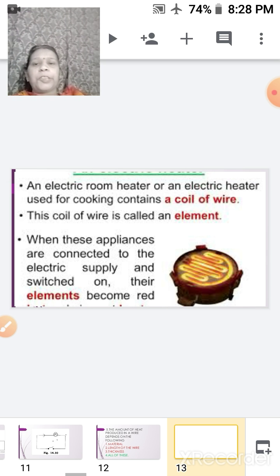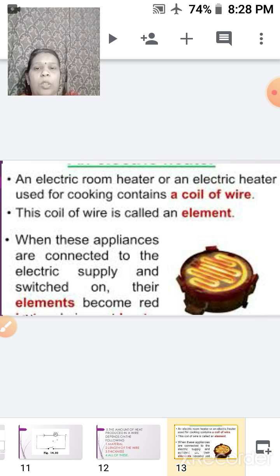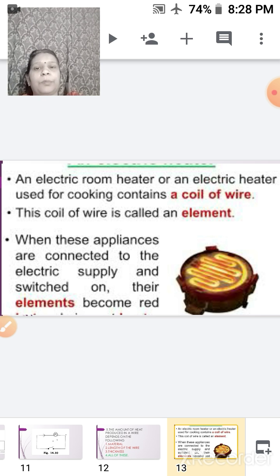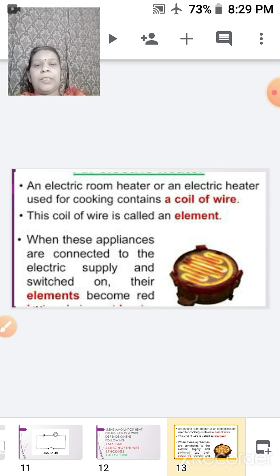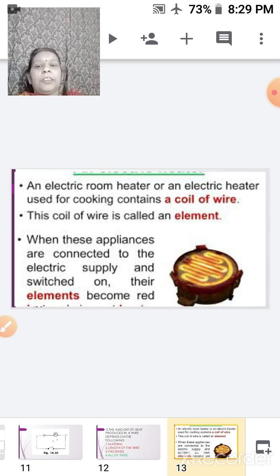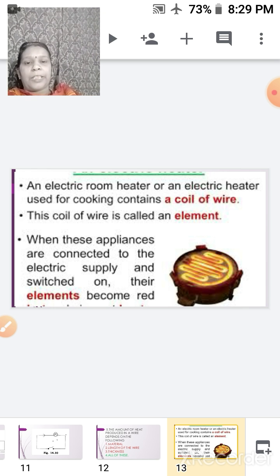Now, when we are talking of electric effect, although we have talked of it, once again I want to repeat it. An electric room heater, your geyser or your toaster, all these appliances contain a coil of wire, and this coil of wire is called an element. When these appliances are connected to the electricity supply and switched on, this element becomes red hot. This shows that the heating effect of current takes place.